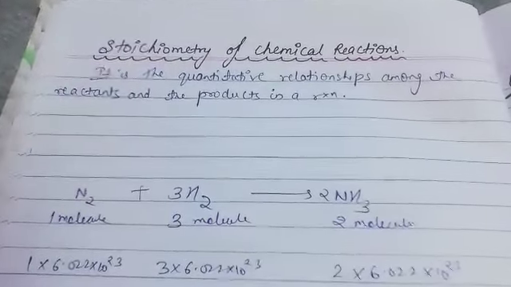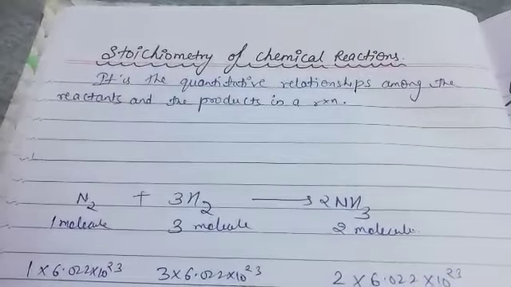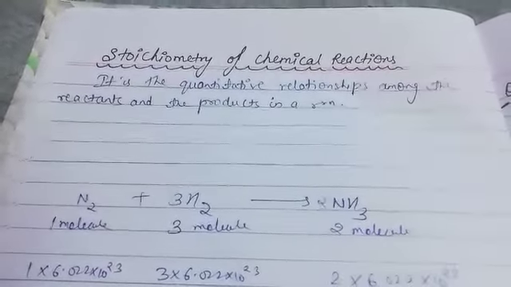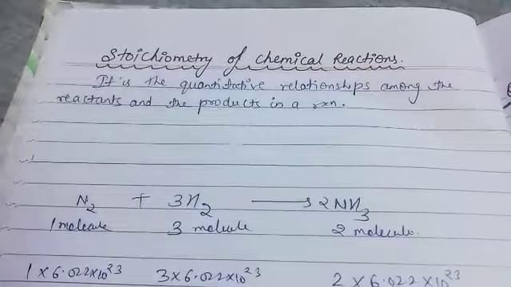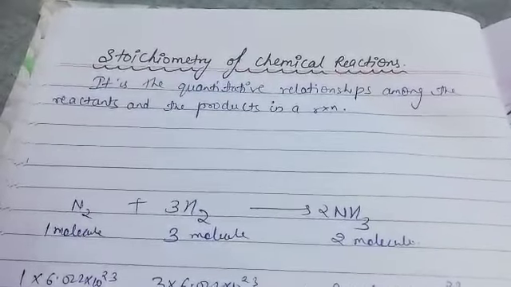Okay, now first of all, stoichiometry of a chemical reaction. So what is stoichiometry? It is the quantitative relationship among the reactants and the products in a reaction. Quantitative relationship, how? I'll explain with the help of an example.